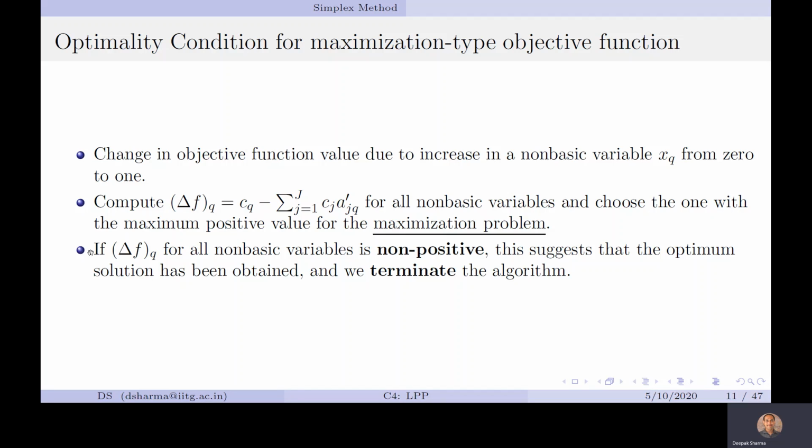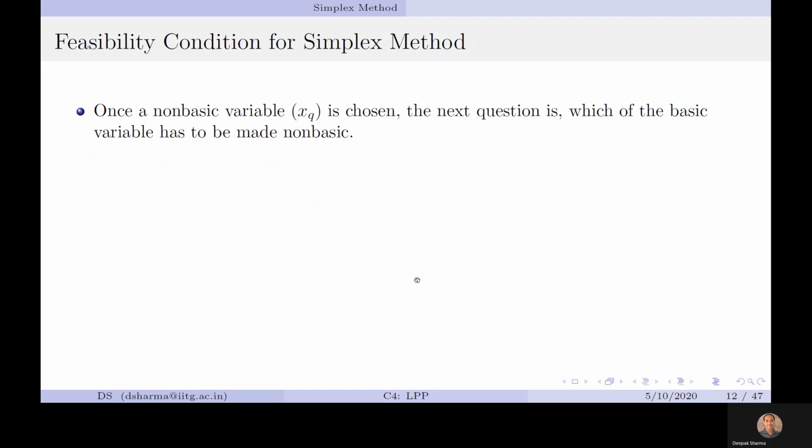Now suppose in any iteration the delta FQ value for all non-basic variables is non-positive, meaning it can be 0 or smaller than 0. This says that there is no non-basic variable that can be made basic to improve our objective function further. In that case, we should terminate our algorithm. So the first condition was optimality.